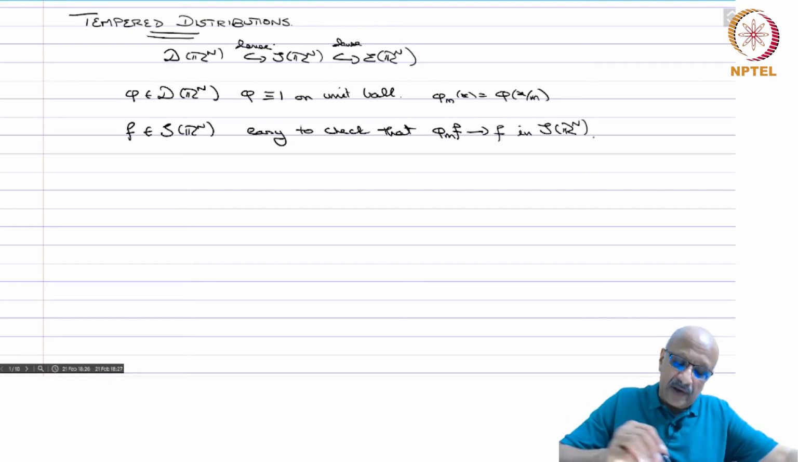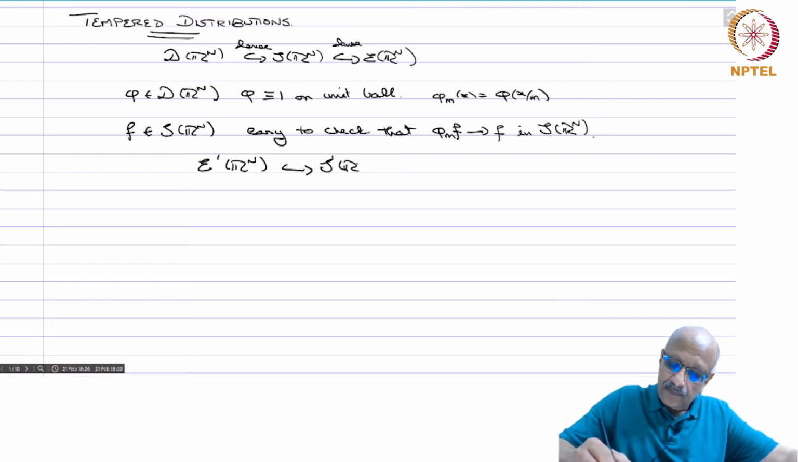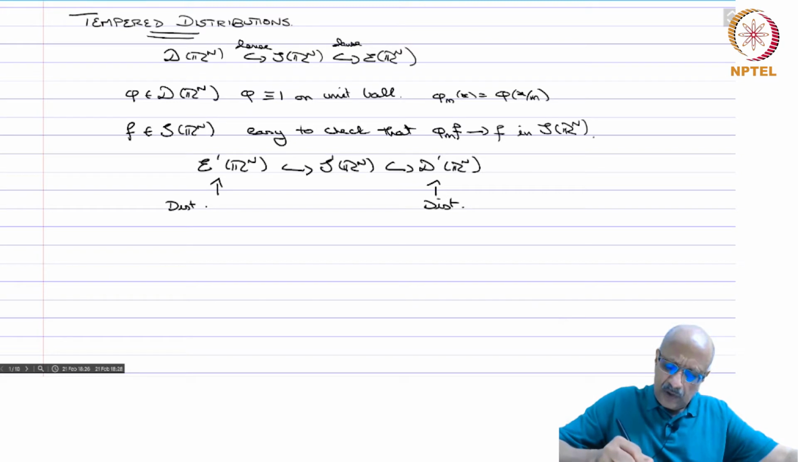When you have topological vector spaces with dense and continuous inclusions, then you automatically have the opposite for the duals, namely E prime of Rn can be identified with a subspace of S prime of Rn, which can be identified as a subspace of D prime of Rn. So this is the space of all distributions. This is the space of distributions with compact support, and this we call the space of tempered distributions.